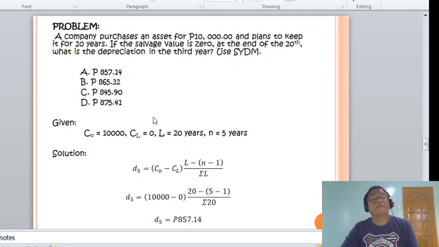minus n minus 1 over summation of L. So that is now substituting values. The computed value is 857.14.